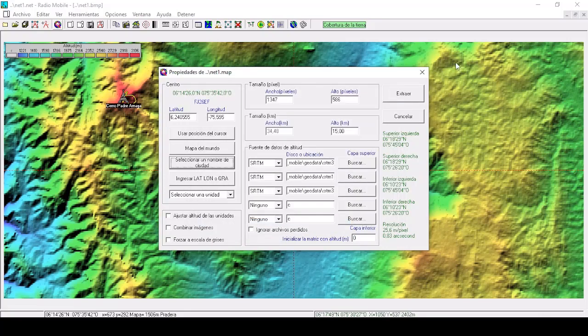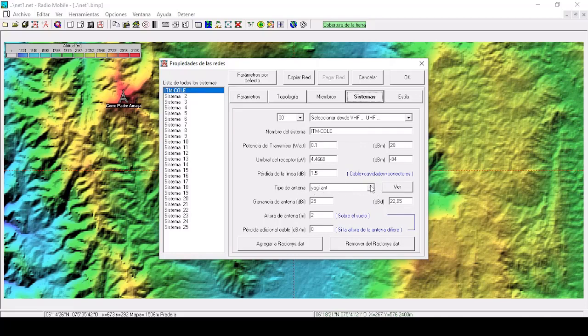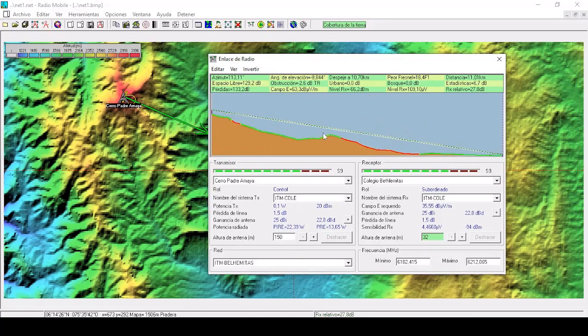Later, in the network properties, I add a segment with a minimum frequency of 6.182 gigahertz and a maximum of 6.212 gigahertz for the network to operate on. The antenna type established in the system was Yagi. With this, we can see the microwave network on the simulation map, where the distance between the 2 points is 11.01 kilometers according to the Radio Mobile simulation tool.